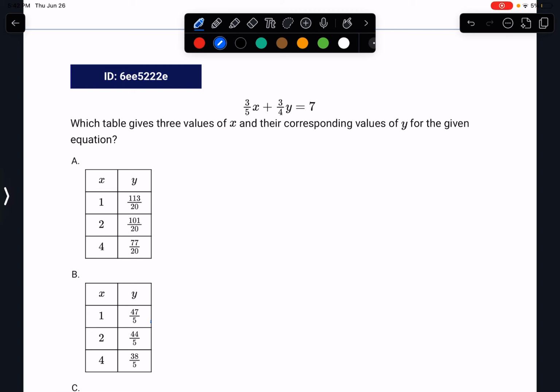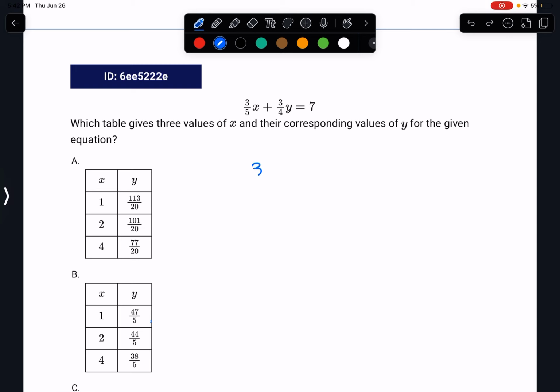Let's get started. So we're given an equation and we're given some charts, and we need to find which chart corresponds to this equation. One way we can do that is by plugging the x values in, 1, 2, and 4, and seeing what the y value will be if we do that. Let's start with that method.